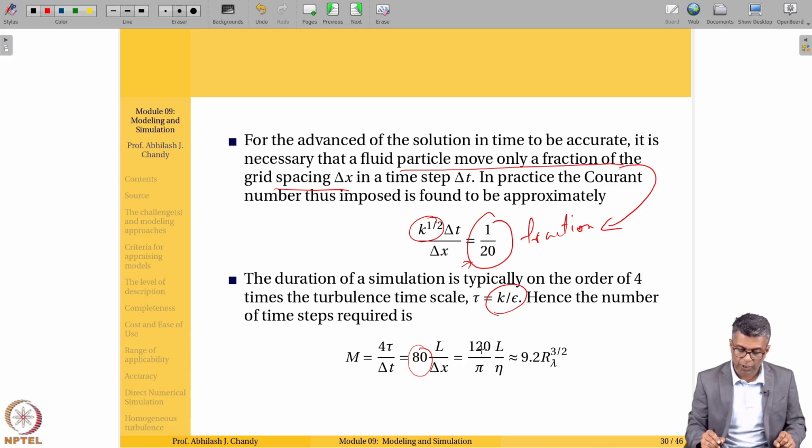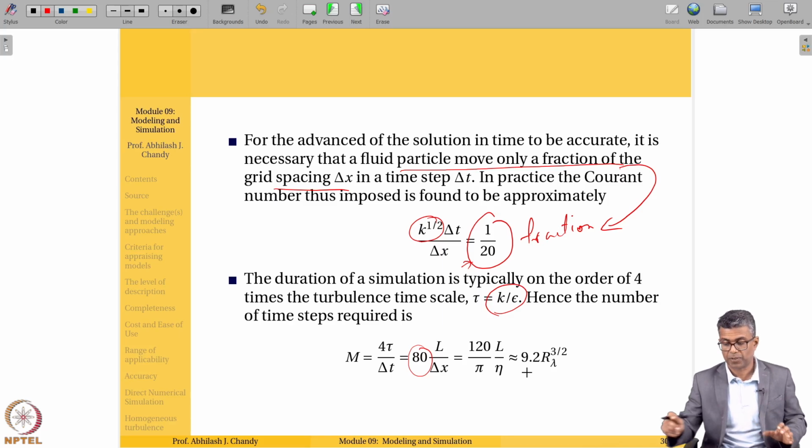Then I have 120 over pi L over eta. So that comes from, I have for L and delta x, instead of delta x, I will put in a kappa, and I will put in 2 pi as well. So then I will have 120 divided by pi L times 8, L divided by eta. And then that comes out to be 9.2 R lambda to 3/2. Okay, so that is the total number of time steps.